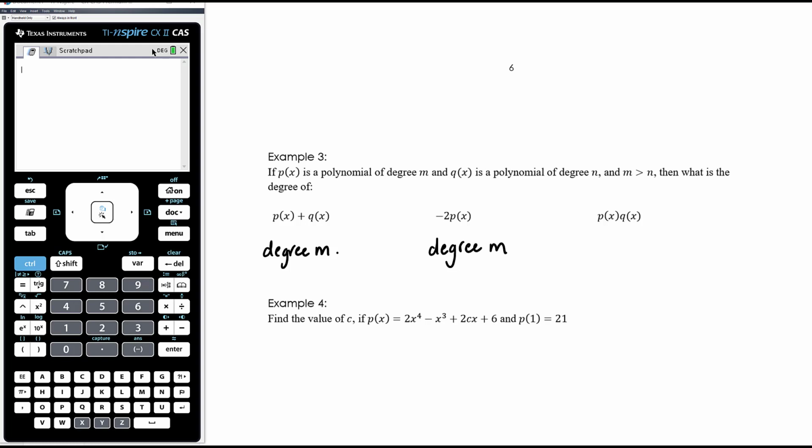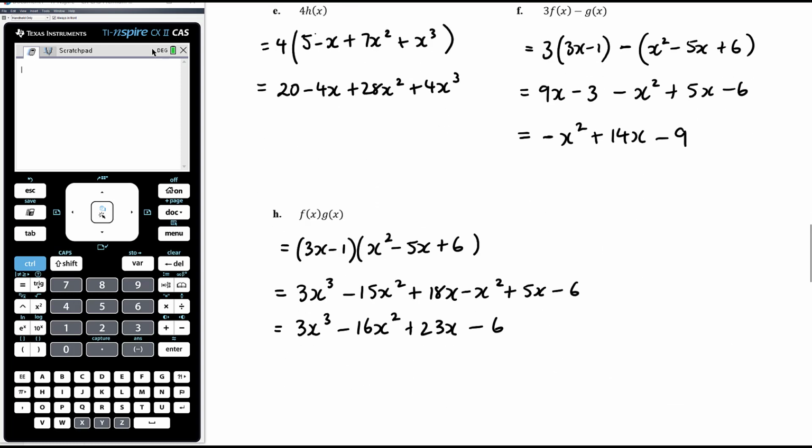If we did p of x times q of x, so this would be a degree m polynomial times a degree n polynomial. So the highest power is going to come from when we multiply those two terms together, and index laws tell us when we multiply x to the m times x to the n, we get x to the m plus n. So this will be a degree m plus n polynomial. So we saw that here when we did degree 1 times degree 2, we ended up with degree 1 plus 2 of 3.